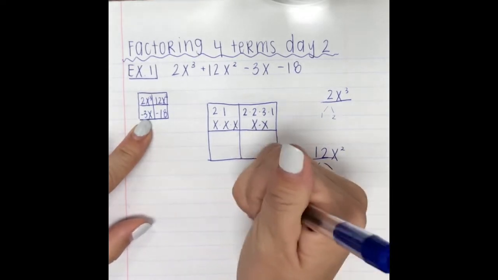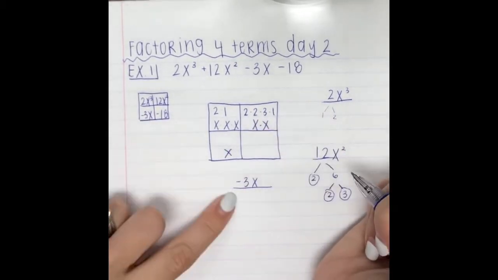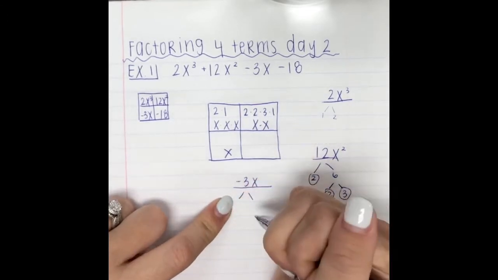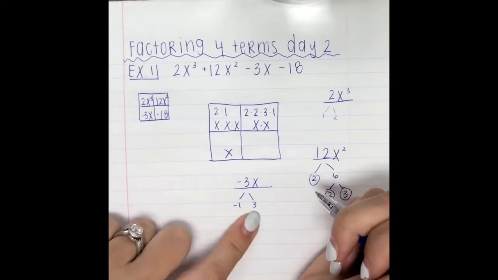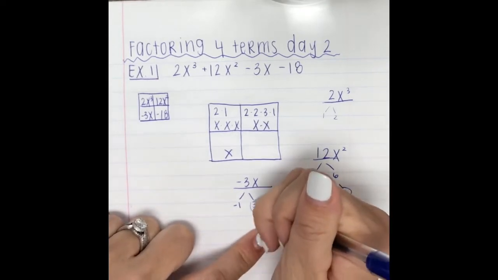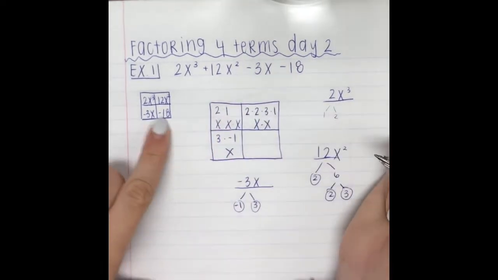Negative 3x. So now I'm going to put my x there. Negative 3, I've got to have something for that negative. So what I'm going to do is I'm going to say negative 1 times 3. And then 3 is prime, so we stop there. We have 3 times a negative 1.